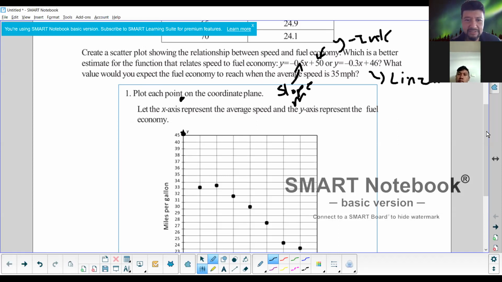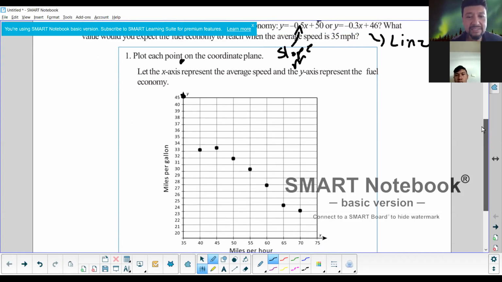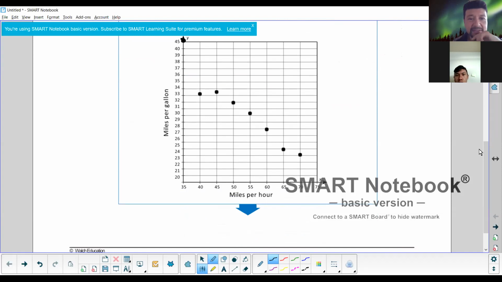But this is interesting. How much are we going? Now look at the graph. What's one thing that you notice about the graph that's different?